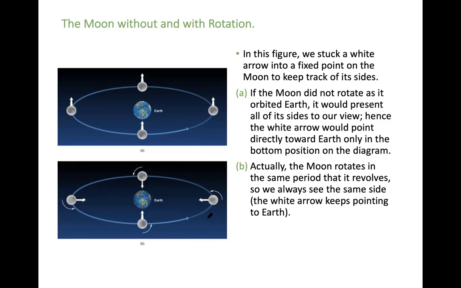Each time you look from the Earth, you will see the same side because the rotational period and the revolution period are similar. In diagram B, the second diagram, you can see that because it rotates, you always see the same side of the moon throughout the month, because of these equal rotation and revolution periods. That's why this white arrow keeps pointing towards Earth each time, because of the similarity of the rotation on its own axis and the revolution, which is interesting.